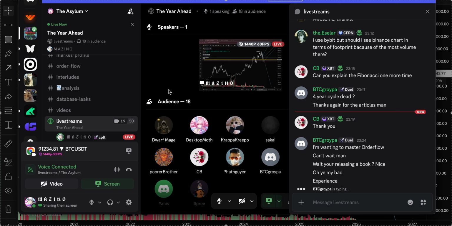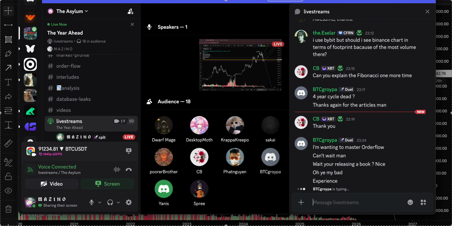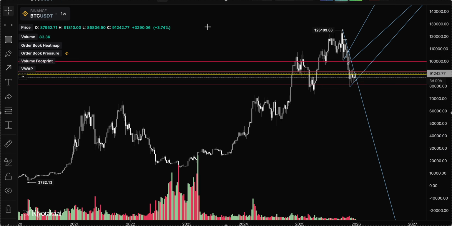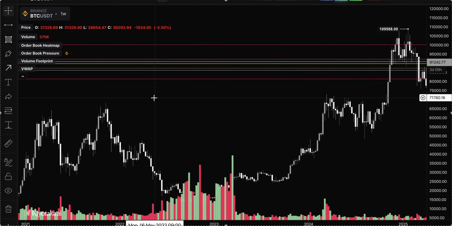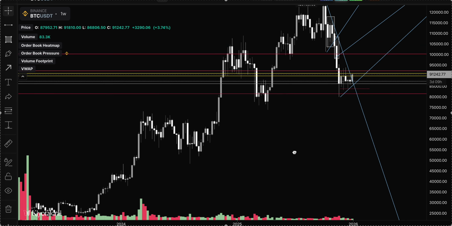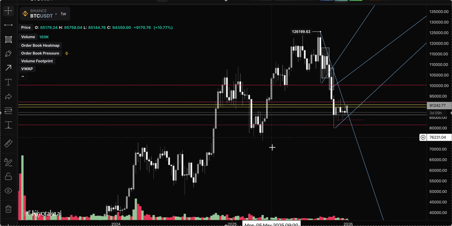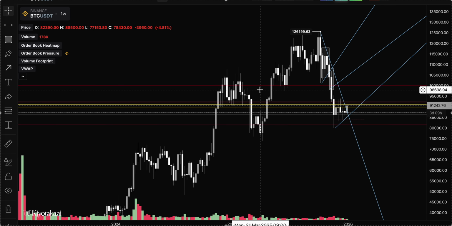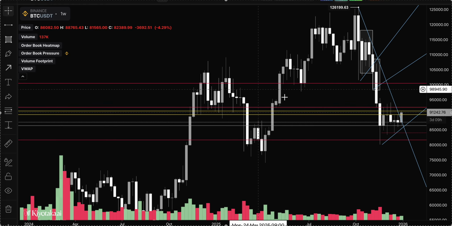So yeah, that's the plan for 2026. I dedicate at least 3 months to making good scalpers, and just struggling to train my mind on how to read the order flow and the order book. Just gonna keep grinding. The thing is, I don't know if it's your case, but most of the problem of the people I talk to or I mentor is that you try to do very complicated things and many fancy things, but in the wrong place.